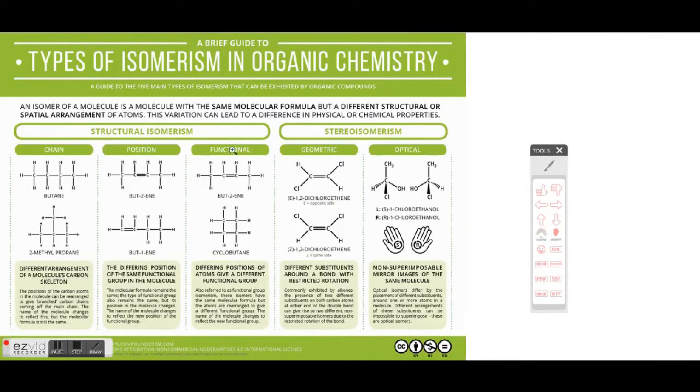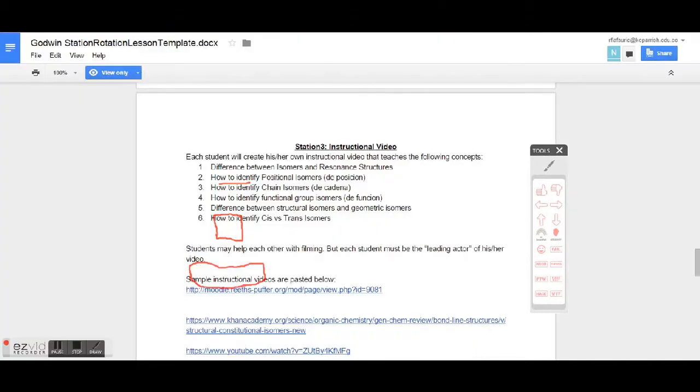Now, functional isomers: different positions of atoms give a different functional group. So in the top one, it's different. In the bottom one, we have cyclobutane because its functionality is different, so it's closed. And in the top one, we have a double bond.